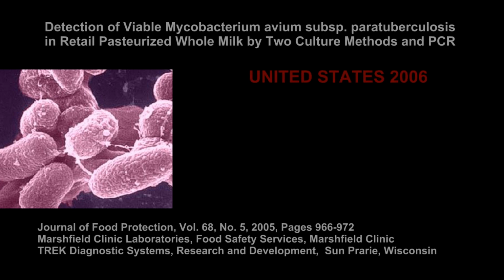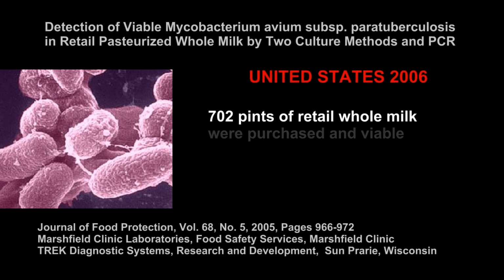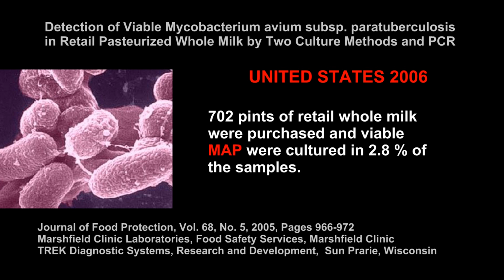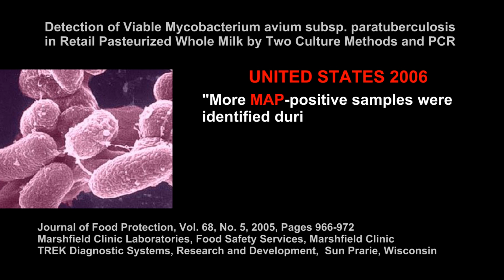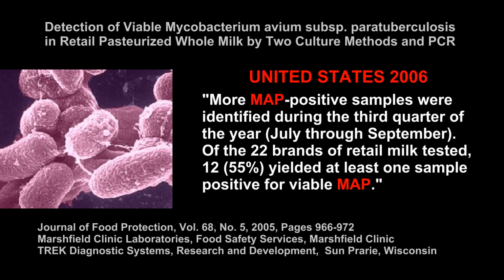In the United States, 702 pints of retail whole milk were purchased, and viable MAP were cultured in 2.8% of the samples. More MAP-positive samples were identified during the third quarter of the year, July through September. Of the 22 brands of retail milk tested, 55% yielded at least one sample positive for viable MAP.